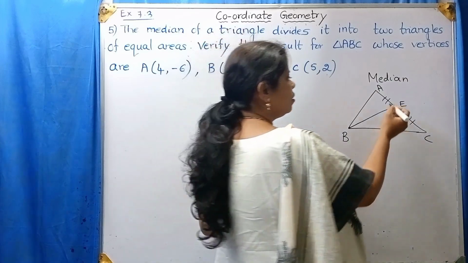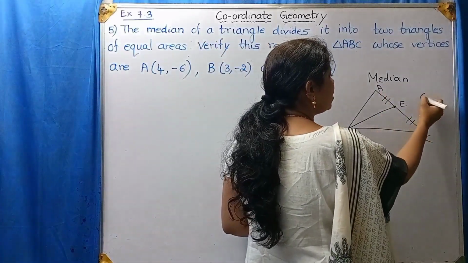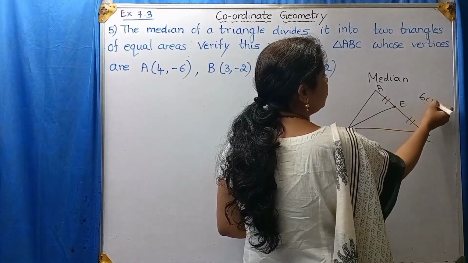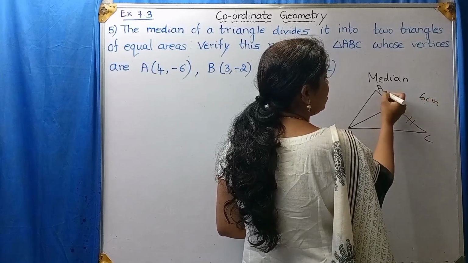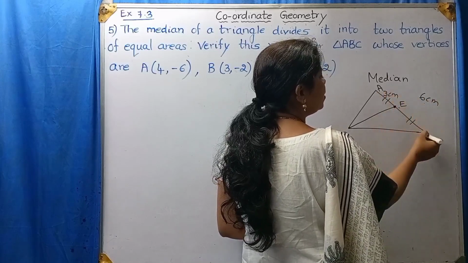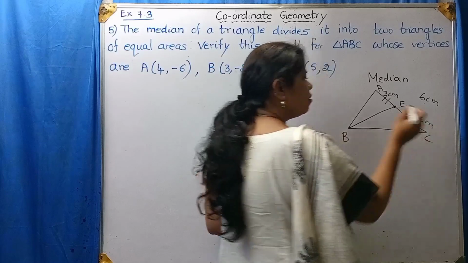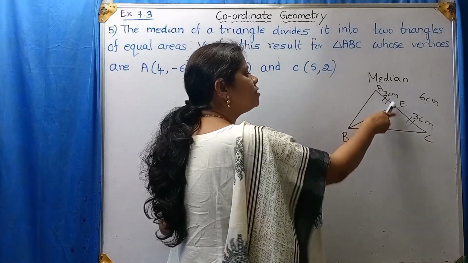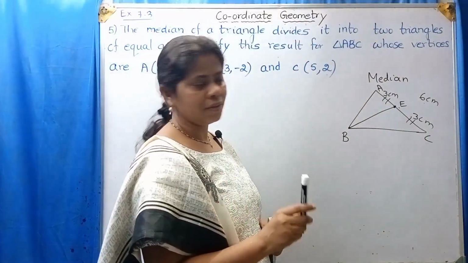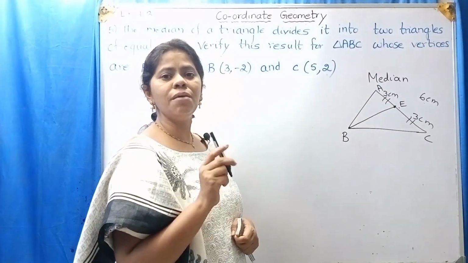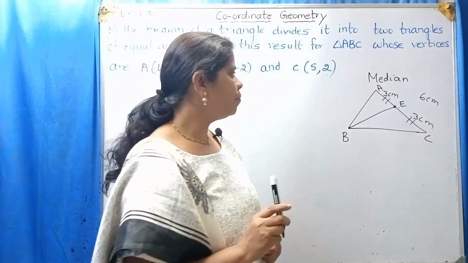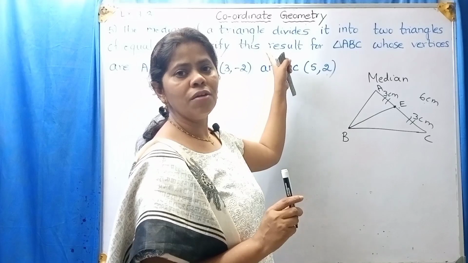For example, AC is 6 centimeter. Then AE is 3 centimeter and EC is 3 centimeter, because BE is the median of AC. Hope you have understood the meaning of median. Now let us come to the problem.